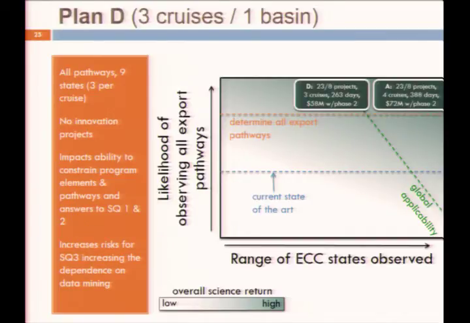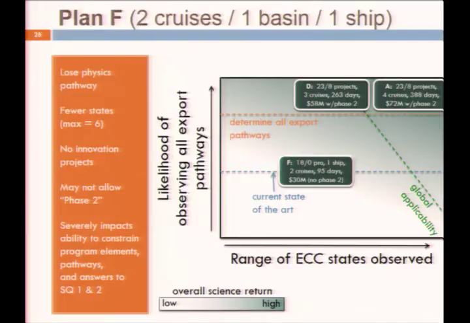Just as an example, I've also plotted our implementation option D on here. So this is one that goes to 3 cruises in 1 basin instead of 2 cruises in 2 basins. So by doing that, the range of ecosystem and carbon cycling states that are observed would decrease because we'd just be making observations in 1 ocean instead of 2. And it's also taken out those innovation projects. So it's going to increase the risks a little bit for science question 3 because we're not going to be getting as broad of a range of ecosystem and carbon cycling states to build those prognostic models.